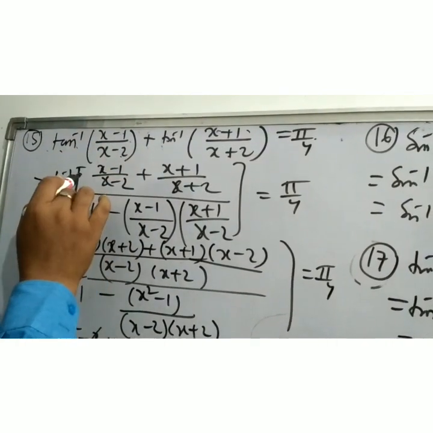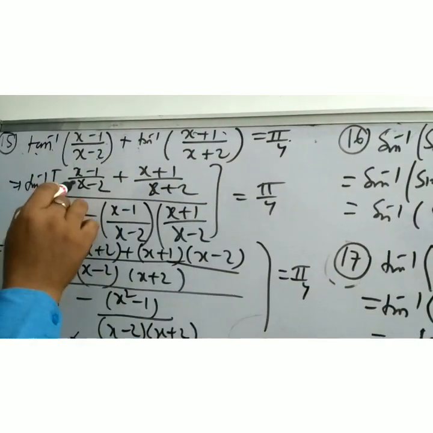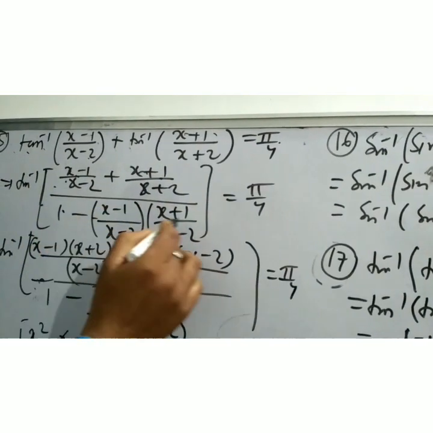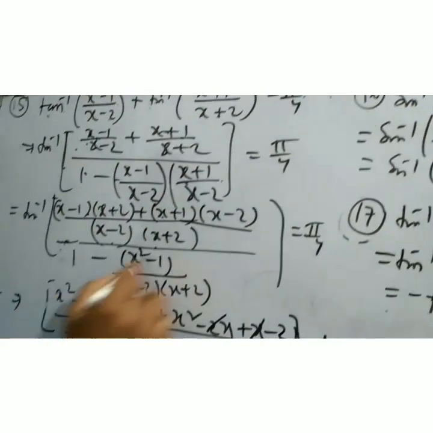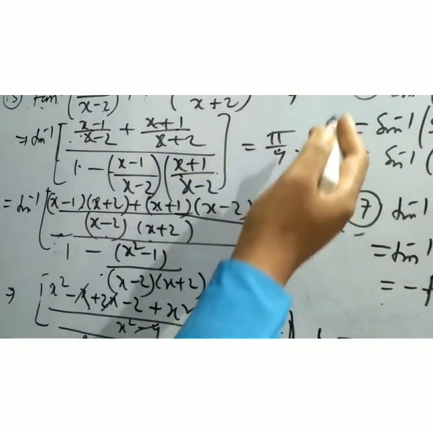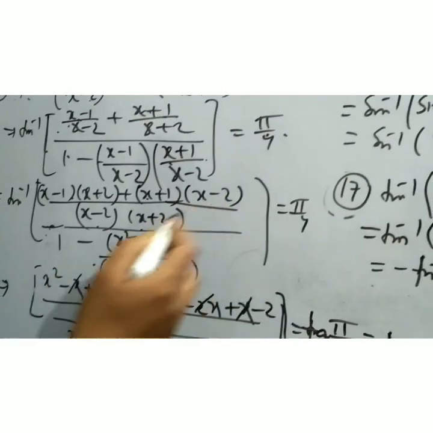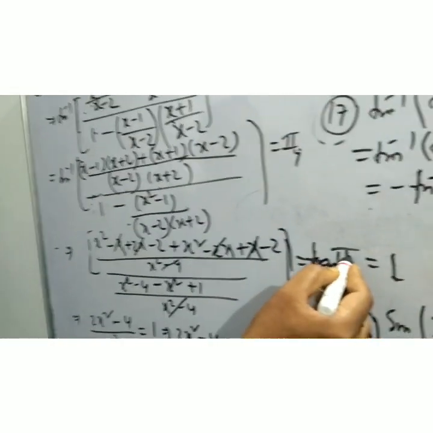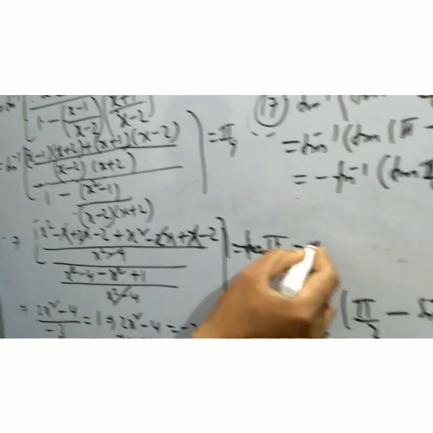So you can use the formula tan inverse x plus tan inverse y equals tan inverse of (x plus y) by (1 minus xy). After solving, you will get the expression equal to pi by 4. Then the tan inverse comes to this side, and it will be tan pi by 4. Then tan pi by 4 is equal to 1.